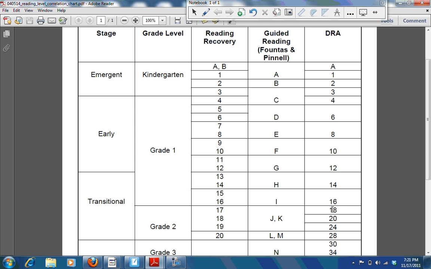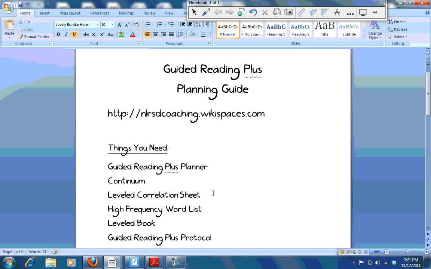Today our focus is going to be on a level 18 book, so I got a level J continuum to look at. So that's what you'll need. You don't need this every time you plan, but you'll need it to help you if you need to correlate the continuums and the leveled books. So I'm going to minimize that.